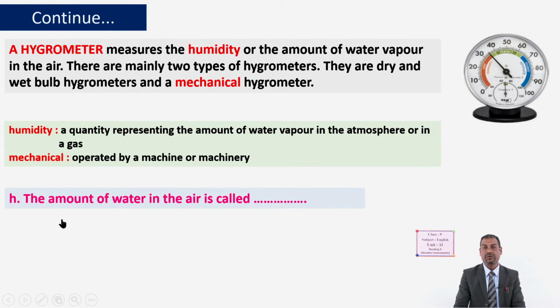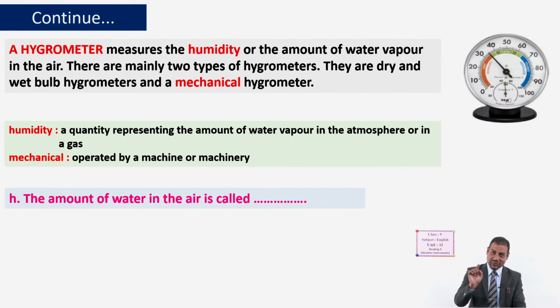Dear students, again I have a question for you, that is fill in the blanks, and it is again from your textbook that you can find after the text Weather Instruments. The amount of water in the air is called, what is the correct word for the blank? Have you found it? See, the amount of water in the air is called. Where do you find it? In the first line, in the second line, or in the third line? Where do you find it?